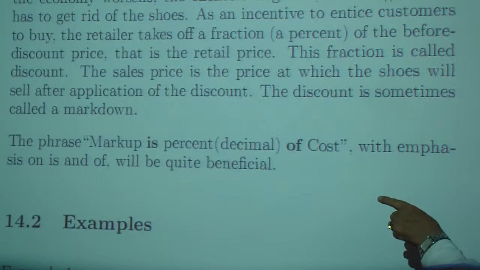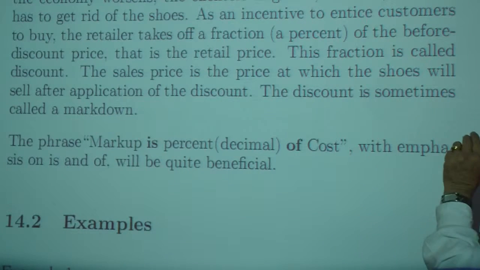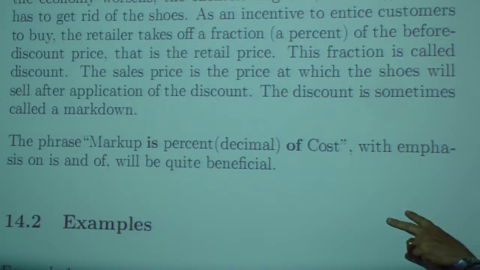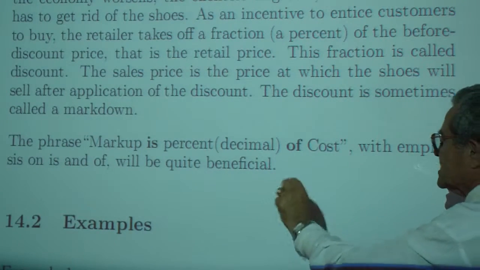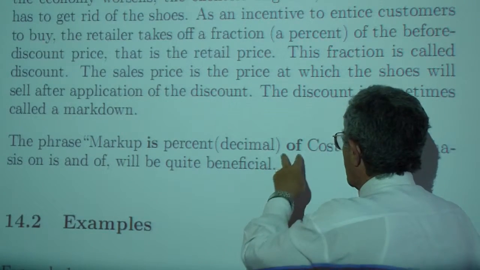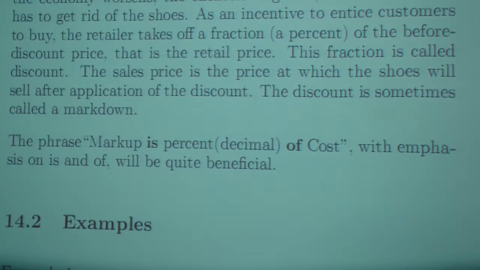The phrase markup is percent of cost. You may remember that from amount is percent of base. So the emphasis is on the is and the of. The is is the equal sign, the of the multiplication. That form is very, very useful.